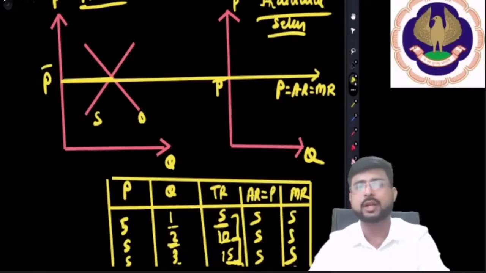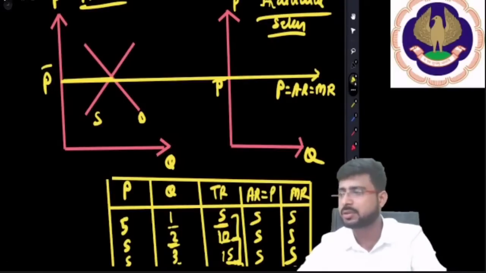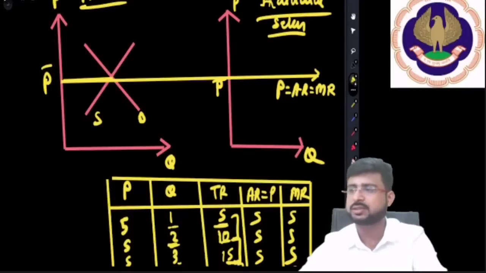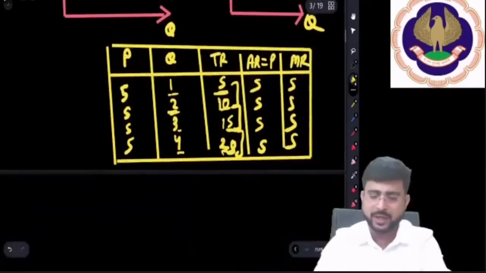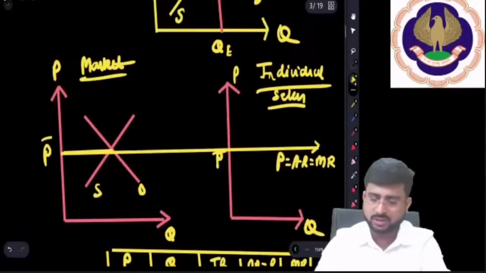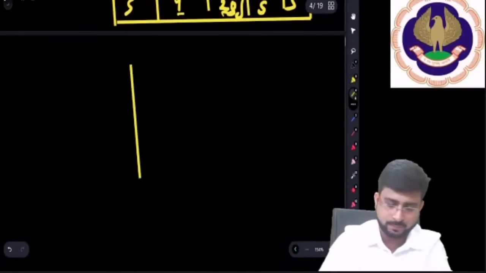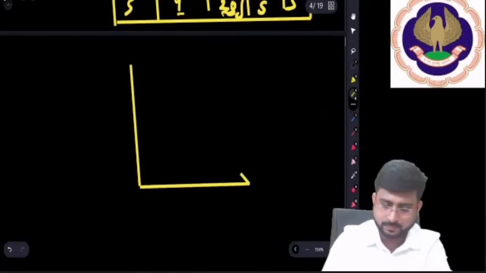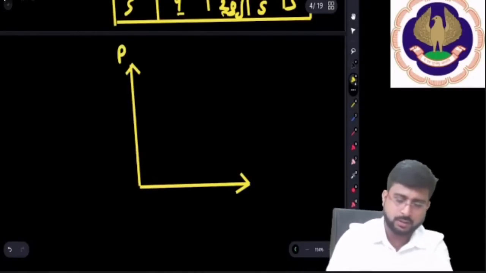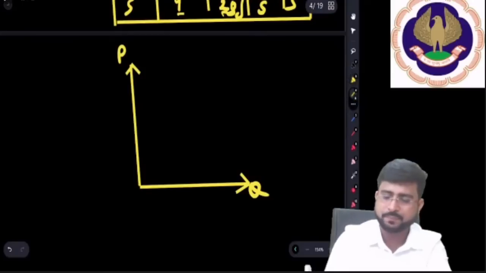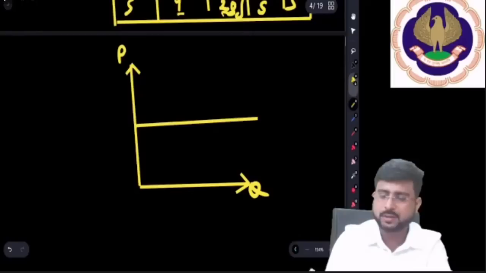Yes, sir, you are correct. We have done these diagrams last day. So now pay attention, everyone. Having said all this, now I'll tell you one more interesting thing. See, this is price, this is quantity. At this level, price equals average revenue equals marginal revenue, right?